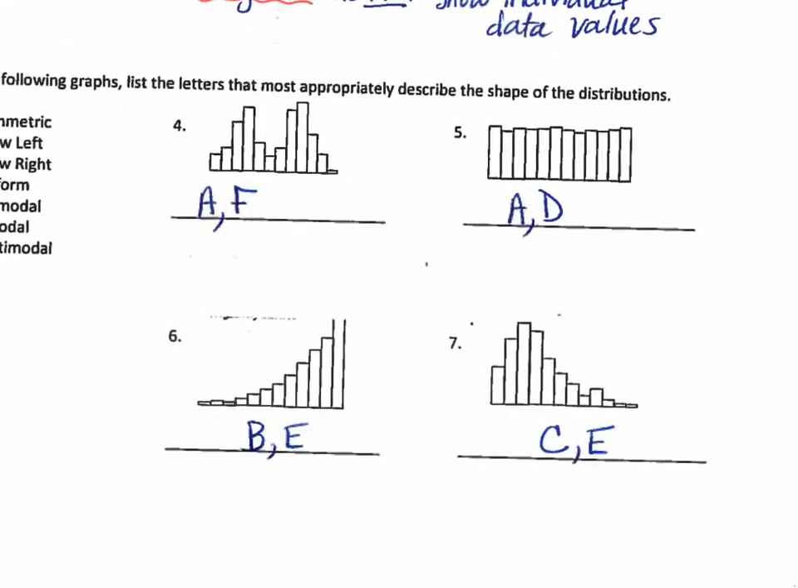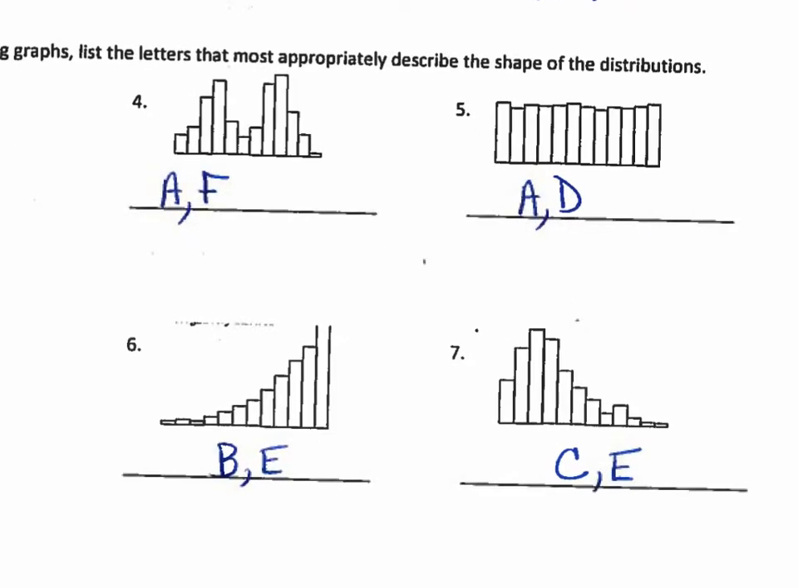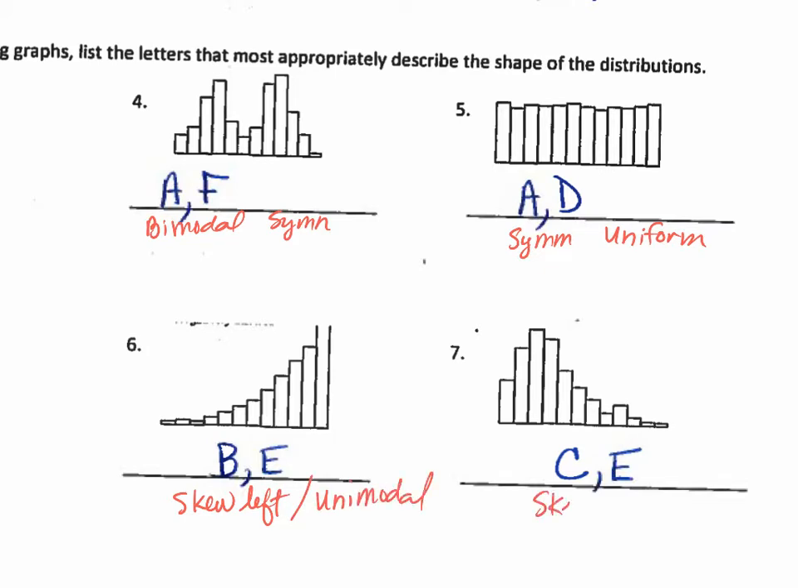Here are these shapes. You can use the numbers, the letters more than once. And here are these ones. This one is bimodal and symmetric. This one was symmetric and uniform, uniform being straight across. This one was skewed left and unimodal. And then this last one was skewed right and unimodal.